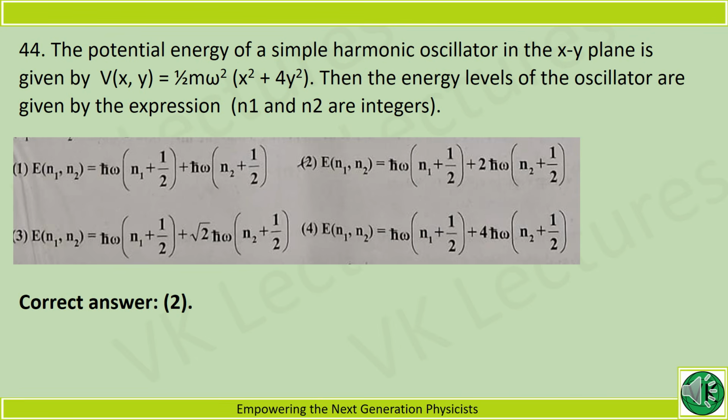The potential energy of a simple harmonic oscillator in the xy plane is given by V of x comma y equal to half m omega square times (x square plus 4y square). Then the energy levels of the oscillator are given by the expression, with n1 and n2 integers. The correct answer is option 2: h cross omega times (n1 plus half) plus 2 h cross omega times (n2 plus half).